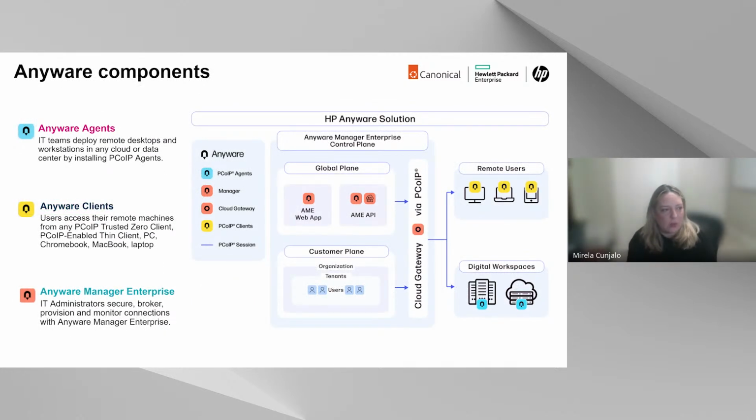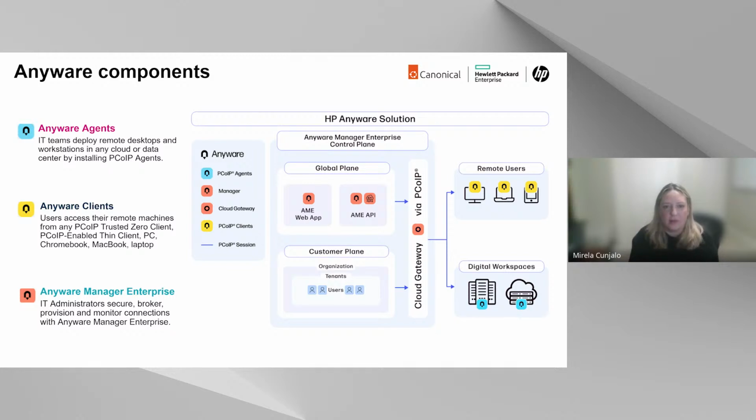Okay, and then just one more visual to show the components that are required here. Really only 3 components. Agent is the blue color. This is what gets installed into the remote desktop, the virtual machine that the user is trying to access. Client is what the end user is at, that they're trying to access it with. That could be anything: Windows laptop, Mac laptop, Chromebook, zero client, thin client, any of these. And then Anywhere Manager Enterprise is the management layer, the SaaS solution that I talked about.